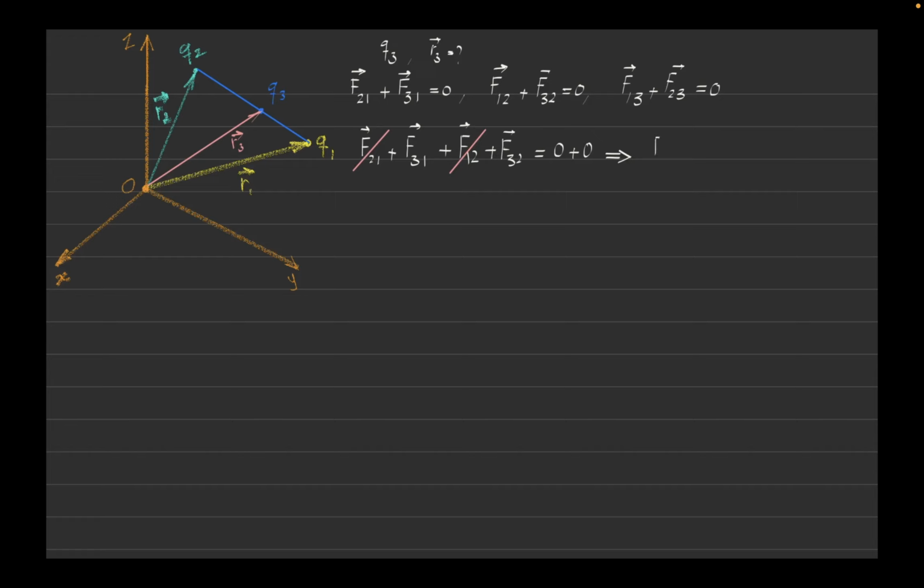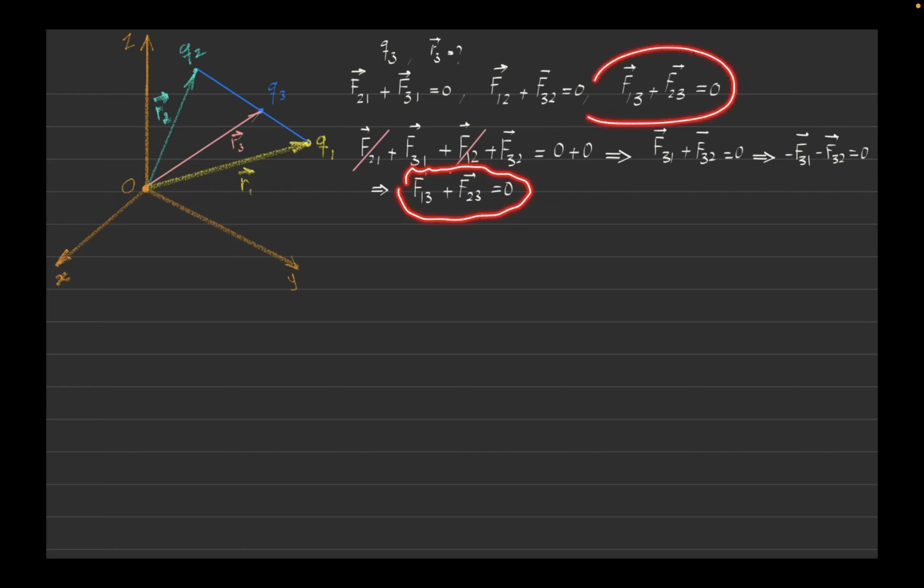So this will imply that F31 plus F32 will be 0. Okay, and then if I multiply both sides by a minus sign, this becomes minus F31 minus F32. On the right hand side I will have 0, but if I ask you what is minus F31, because of Newton's third law again, you can write it as F13 with positive sign plus F23 with positive sign equals 0. But now look, this is what you got, and this is exactly the third equation you have.